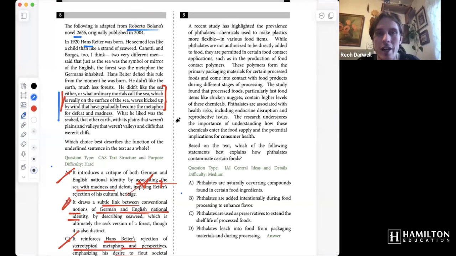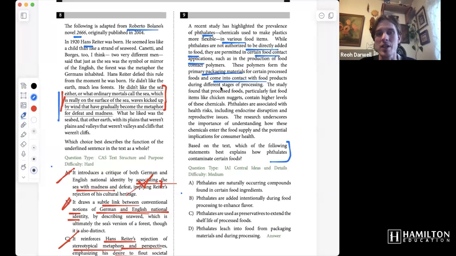All right, question 9, we're talking about phthalates. I'm just dropping that PH. No way I'm going to pronounce that. We are looking to base ourselves on the text, using inference or information from the text to infer how phthalates contaminate certain foods. So here they say phthalates contaminate foods, especially various food items. They are not allowed to be directly added. However, they are allowed in certain contexts, such as in the production of polymers. What is that? Packaging materials.